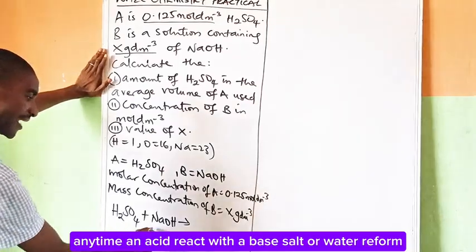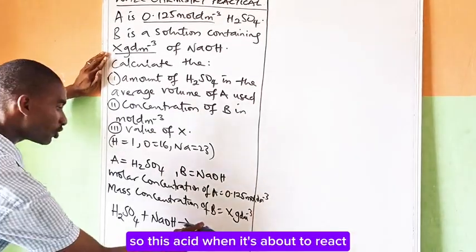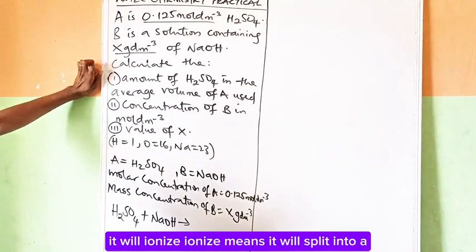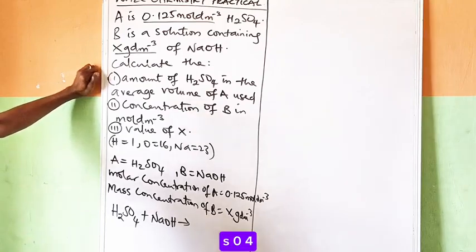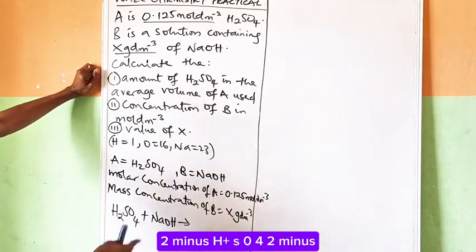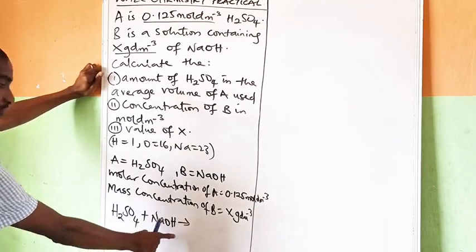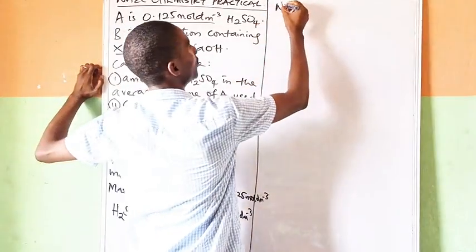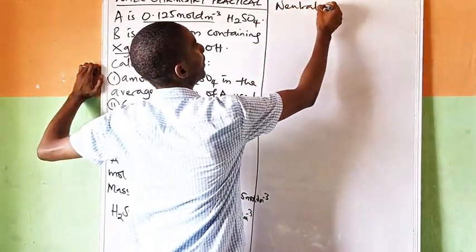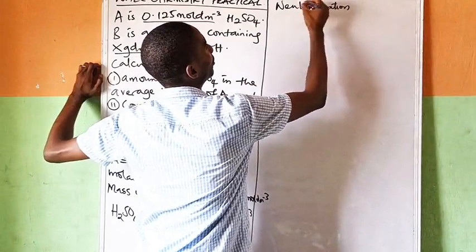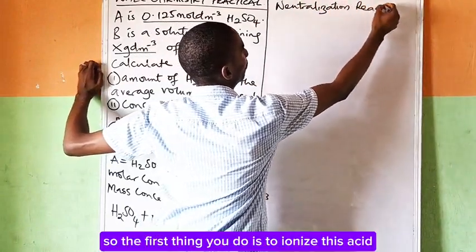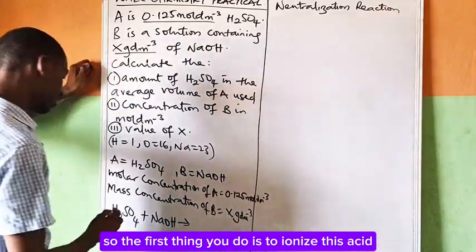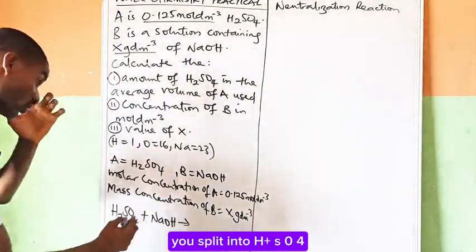Anytime an acid reacts with a base, salt and water must be formed, and that reaction is called a neutralization reaction. They can even ask you what is the name of the reaction that took place. When an acid reacts with a base, it's a neutralization reaction.